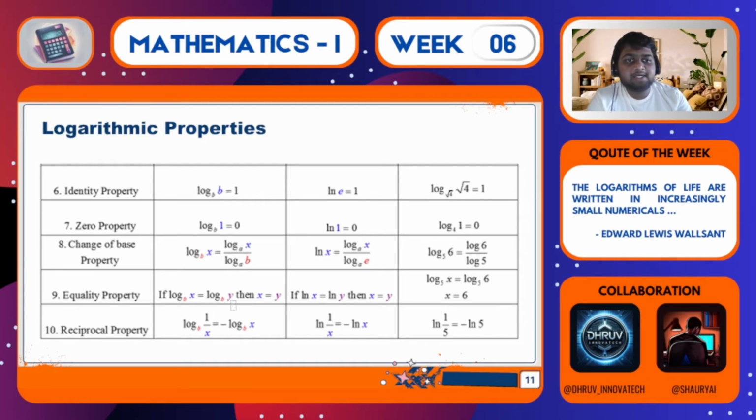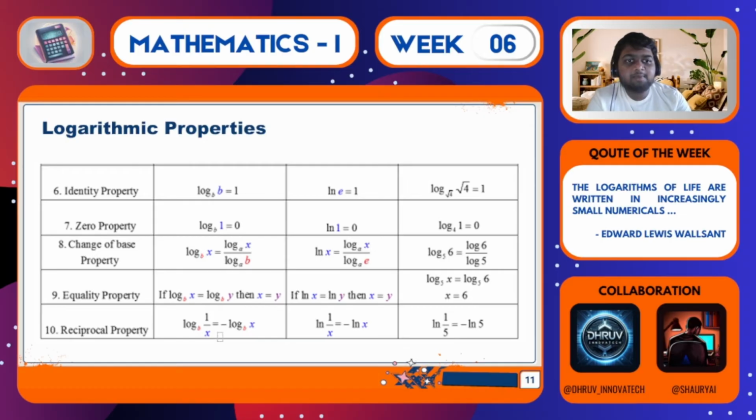Here the equality property is written, which means that when your logs and bases are the same and are equated with other logs, then both of those values are the same. It's just like a squared is equal to b squared, which simply means that a is equal to b.